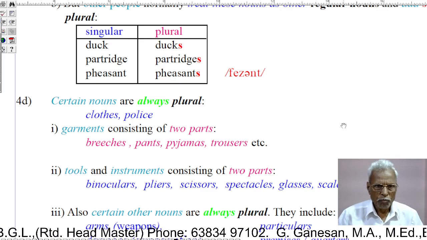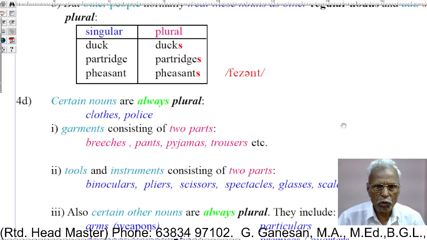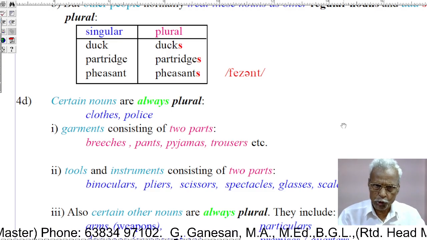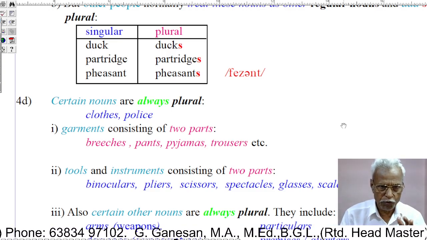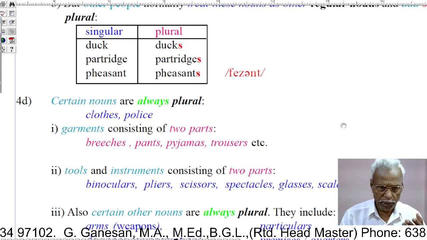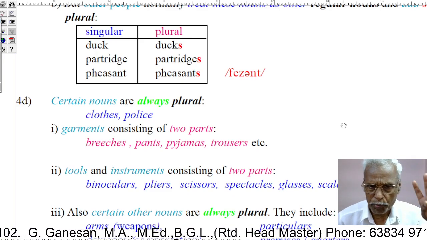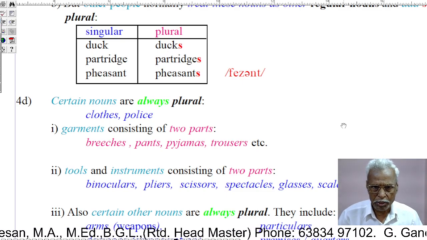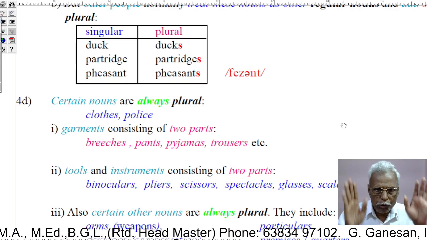For D, certain nouns are always plural. Certain nouns are used only in plurals. There is clothes, pellish. But these are plurals. The three items are garments consisting of two parts: breeches, pants, pajamas, trousers, etc. They should be used only in plurals.